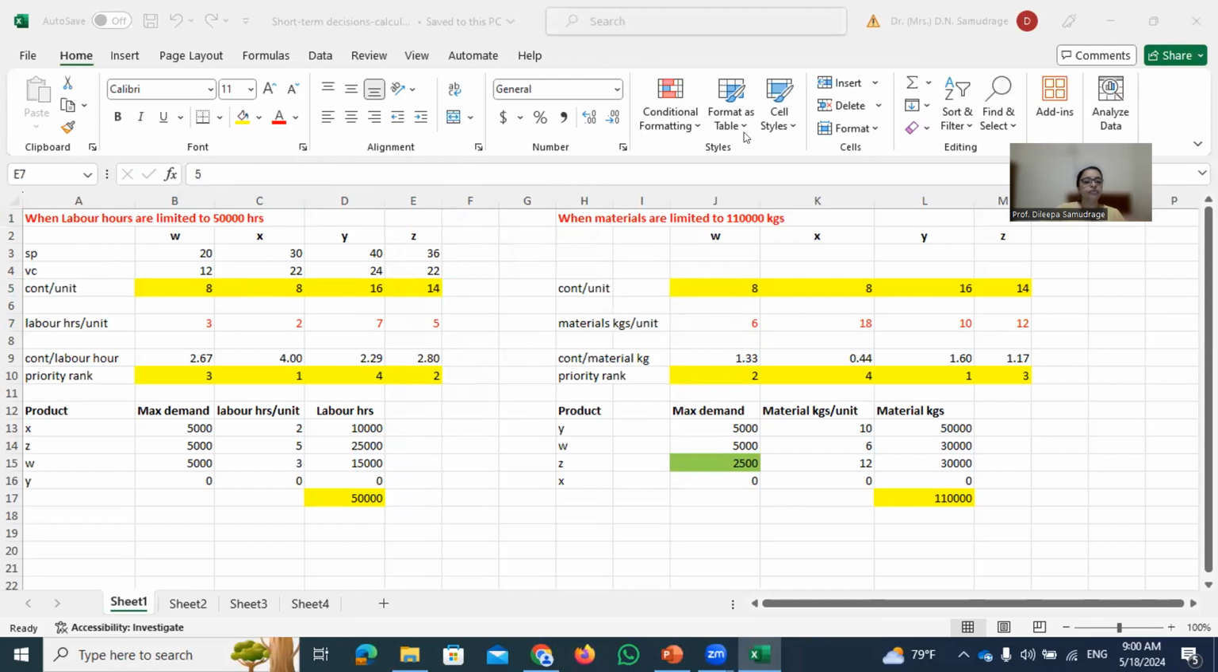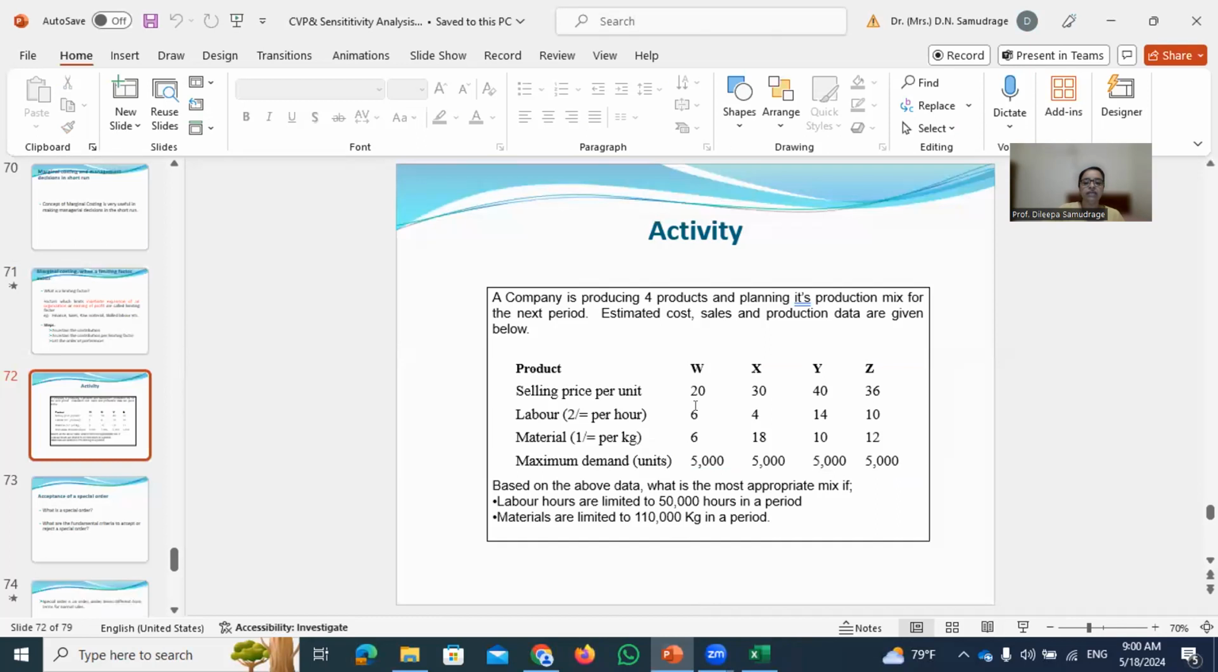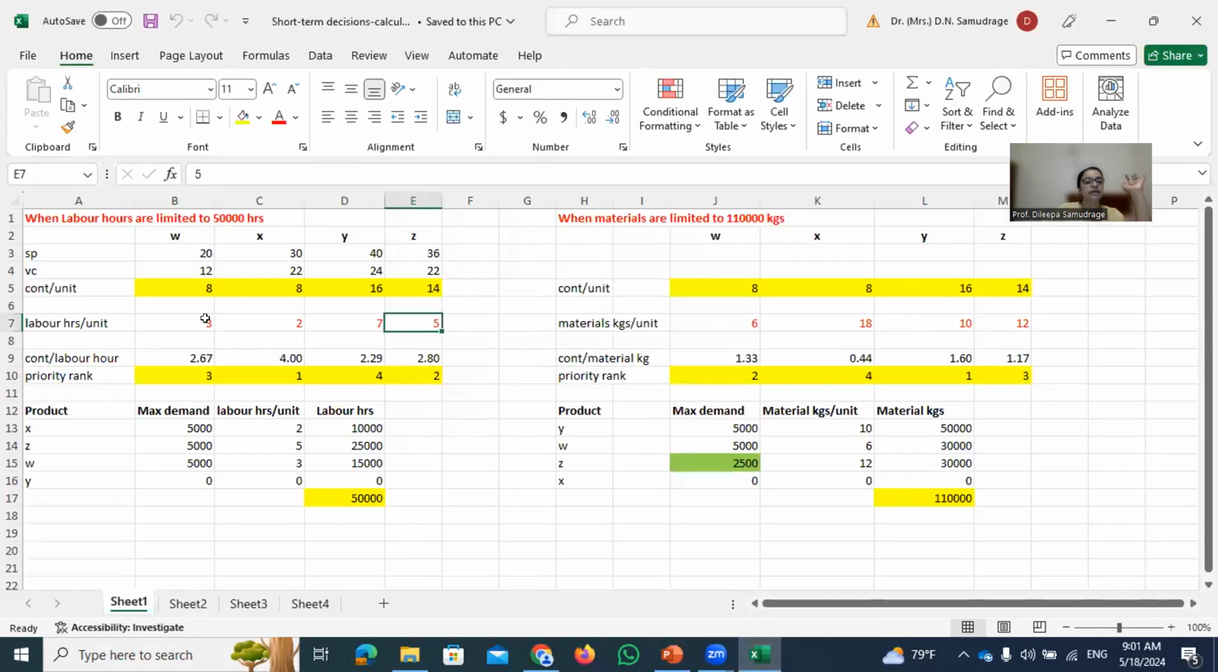Right? So therefore, you decide 3, 2, 7, 5. So how did you decide that one? Because here you can see this is the labor cost per unit. So you have to divide by 2 rupees, because the cost per labor hour is 2 rupees. So to decide the labor hours, you have to divide it by 2, right? Then you get 3, 2, 7, and 5. So 3, 2, 7, and 5 are labor hours, right? So that's why here 3, 2, 7, 5 labor hours per unit.